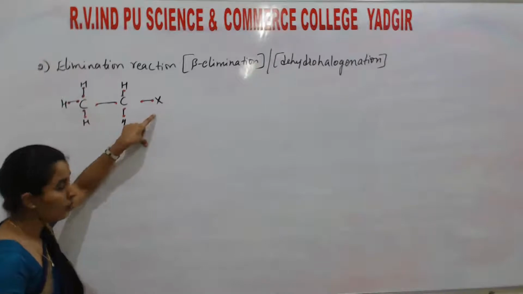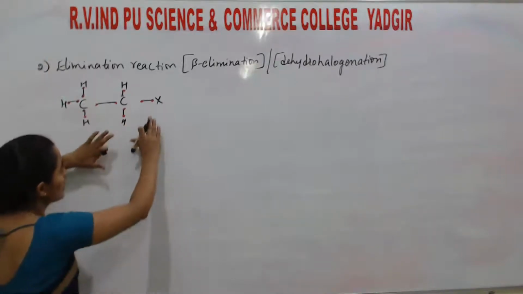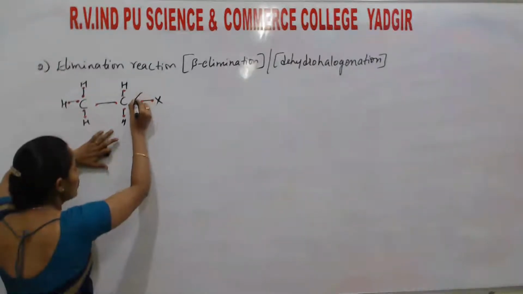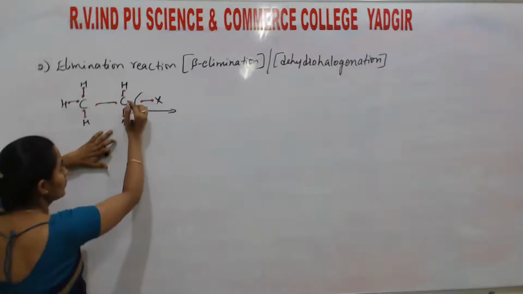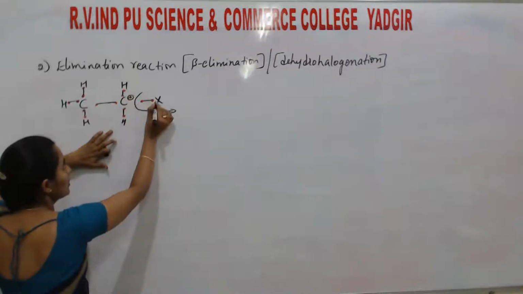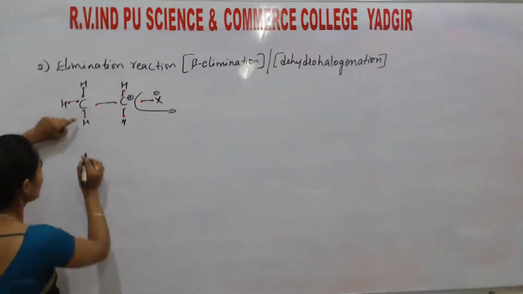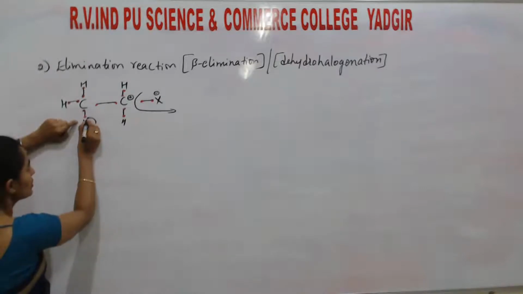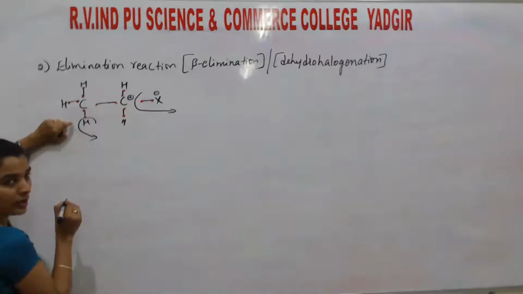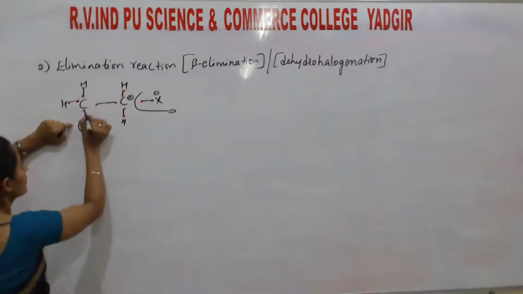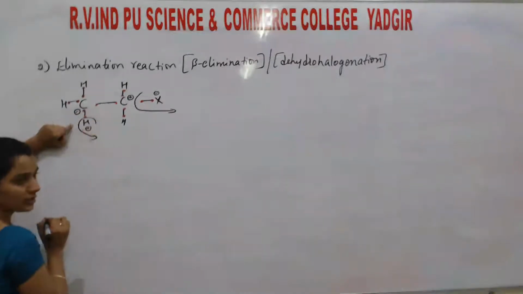So here what happens? One X will be removed, one hydrogen will be removed. So listen, here X is there. X is removed along with the electron. That means here it forms plus charge, here it is minus charge. Correct? Next, here hydrogen is removed. Hydrogen is removed in such a way that it is without electron. Hydrogen is removed without electron. Means here extra electron means minus charge. Here it is plus charge.